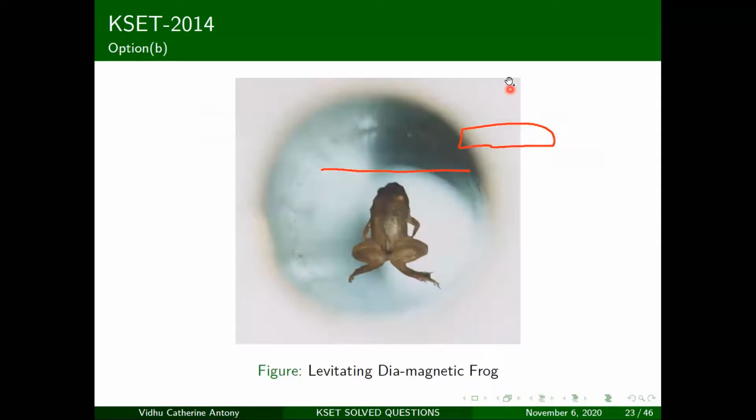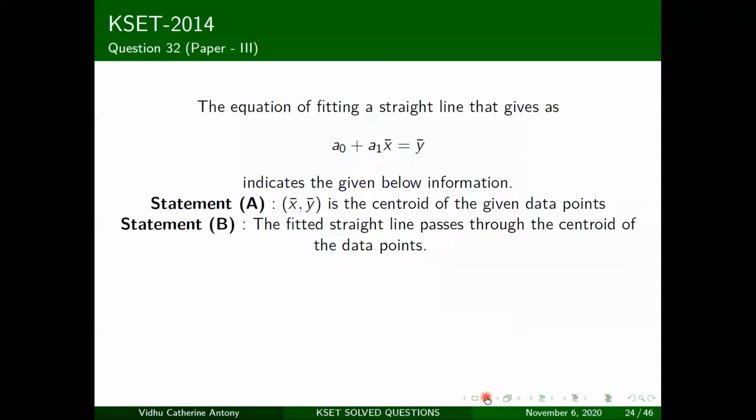Okay, so like I told you earlier, this is the levitating frog. If you put your frog in a magnetic field, it's going to levitate on top of it. If you put a human being in your magnetic field, it's going to levitate because all materials are diamagnetic. What about the other cases? There are spins involved in the other cases. In case of your diamagnetic, spins are not involved. Okay, so let's move on to the next question.